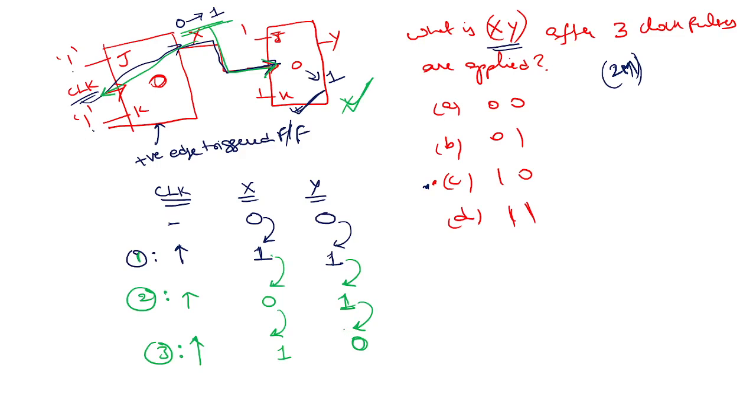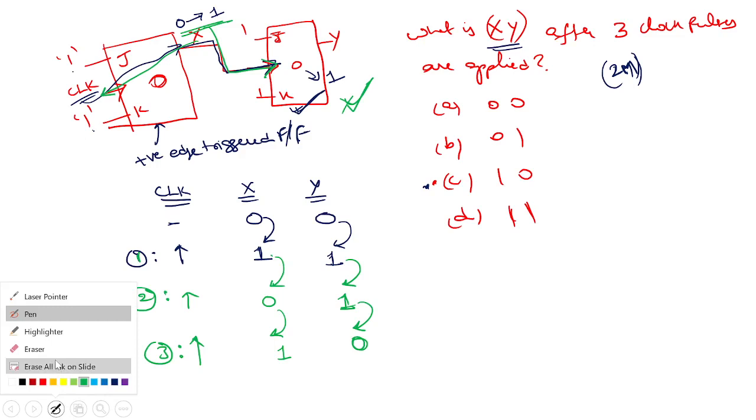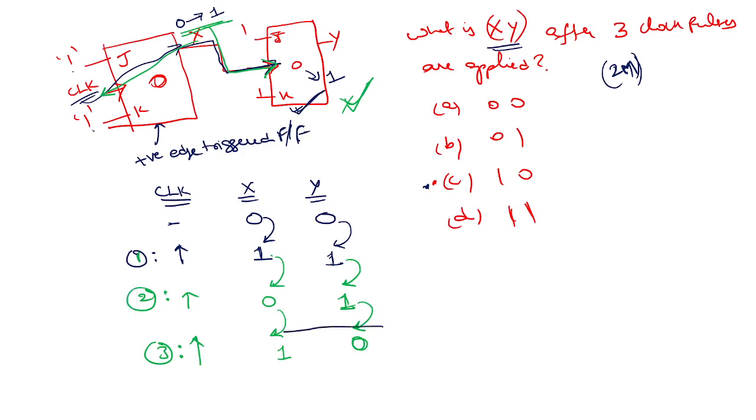Are you getting it? So what is the question? The question is, what is XY after 3 clock pulses? Correct? So option C is the right answer.